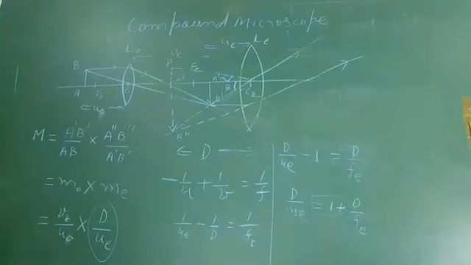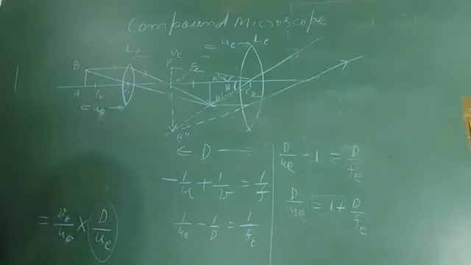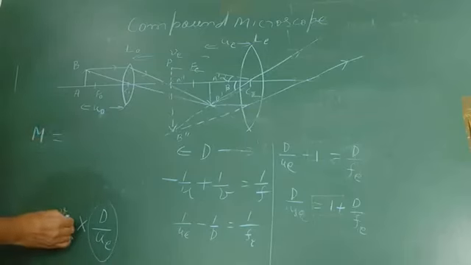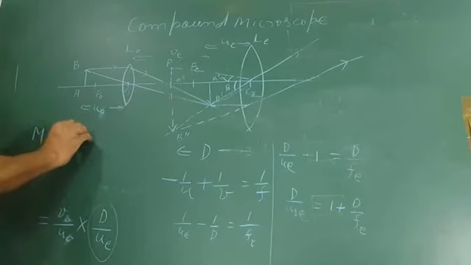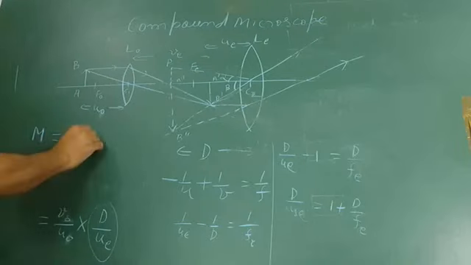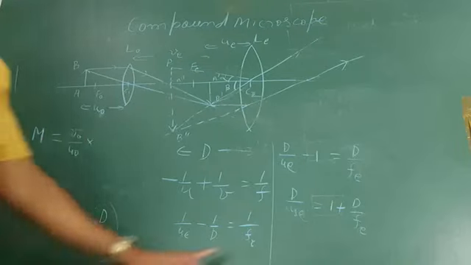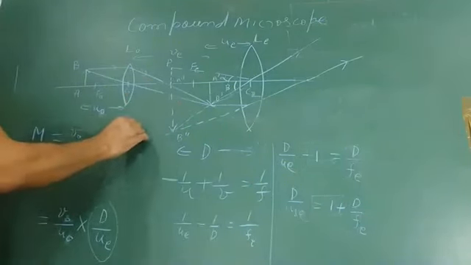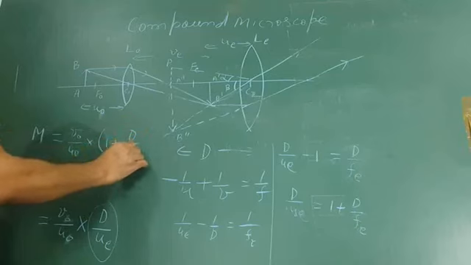Now we know the value of D by UE. Now we will substitute that value in this equation. So what will the magnification be? The magnification will be, that was also VO upon UO into D upon UE. D by UE is 1 plus D by F.